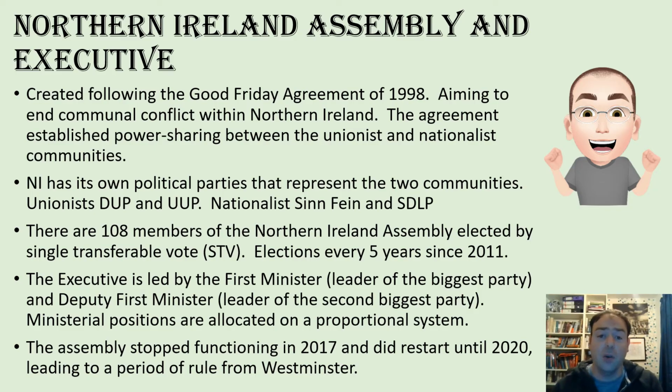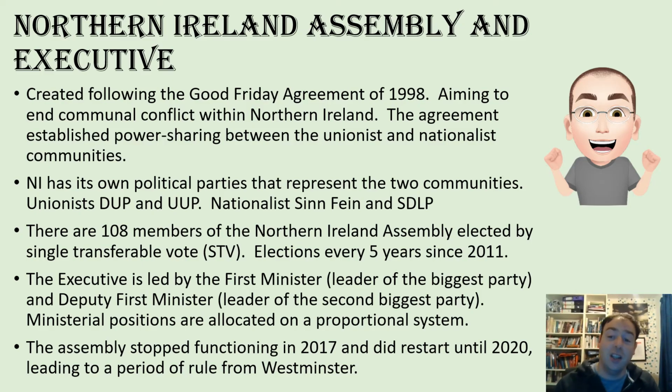Now, Northern Ireland, different to the rest of the UK, has its own political parties that represent the two communities. So mainly, you've got the DUP and the UUP, so the Ulster Unionist Party, who represent the Unionists, and then you've got the Sinn Féin and the SDLP who represent the nationalist community. The Northern Ireland Assembly is made up of 108 members, and they're elected by a single transferable vote. And the elections are every 5 years. It was every 4, and it's been moved to every 5 years since 2011.